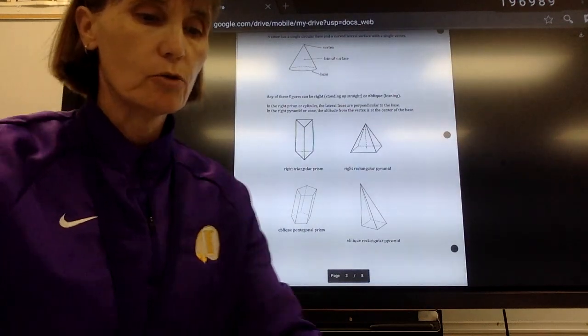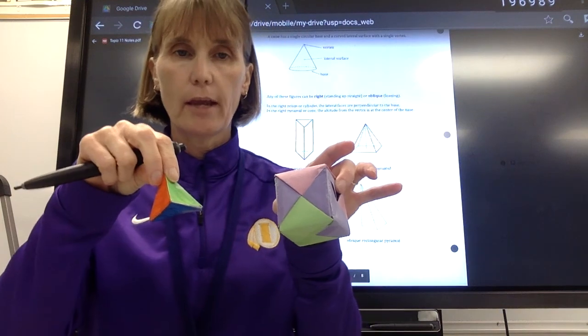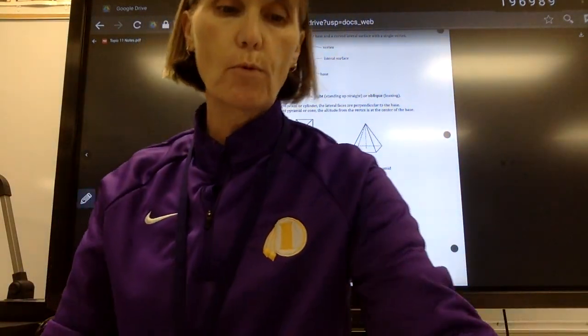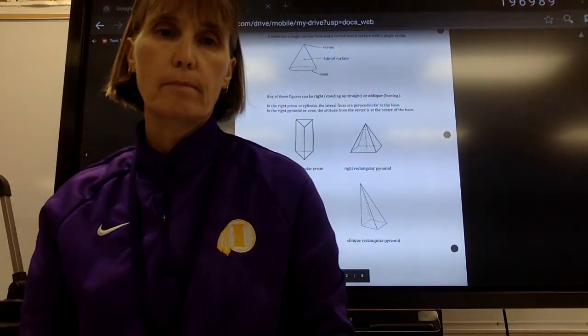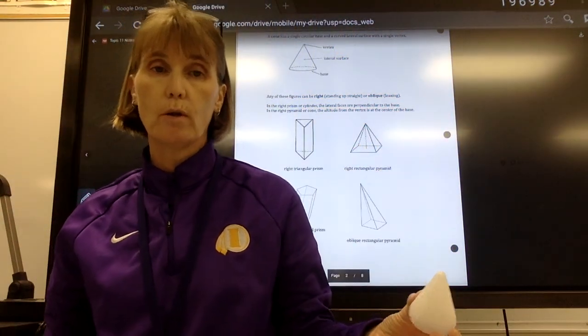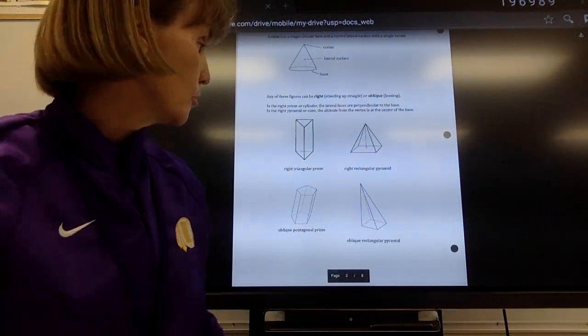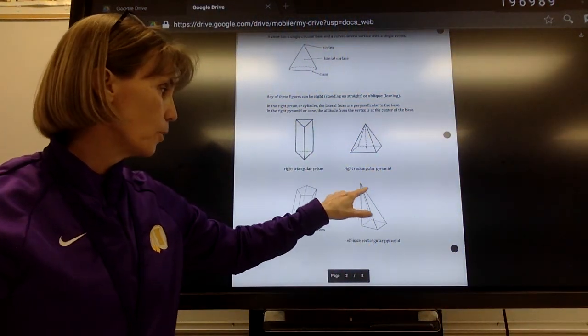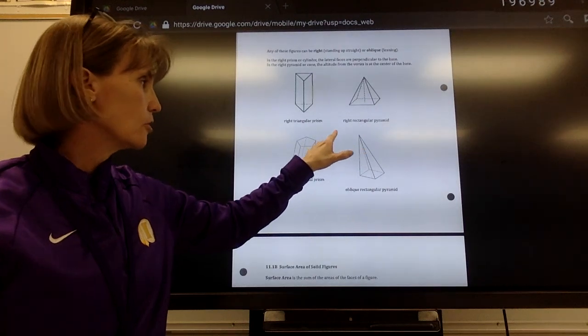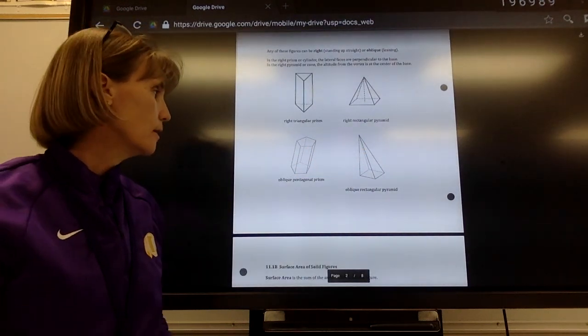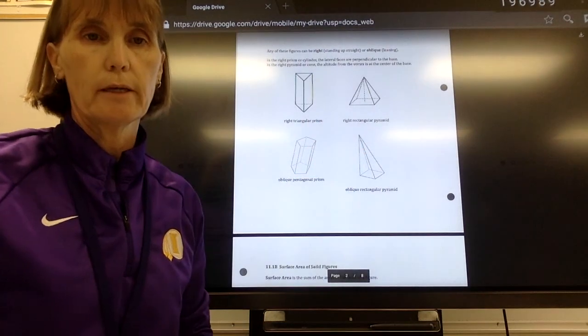So everything that I showed you here would have been considered a right prism or a right cylinder or a right pyramid, right cone. Nothing was leaning. I don't have any examples of something that's oblique. But you'll be able to tell. You can see that this point is obviously leaning to the left. This is leaning to the right. That would be considered oblique versus right.